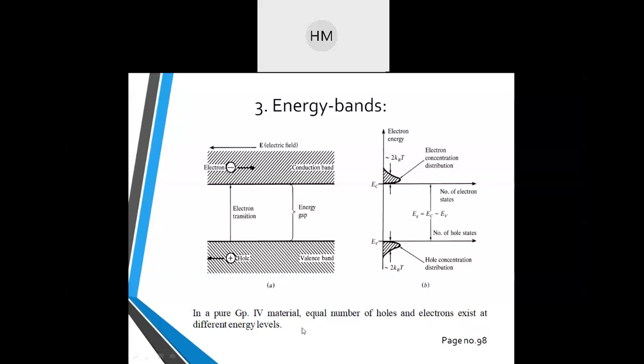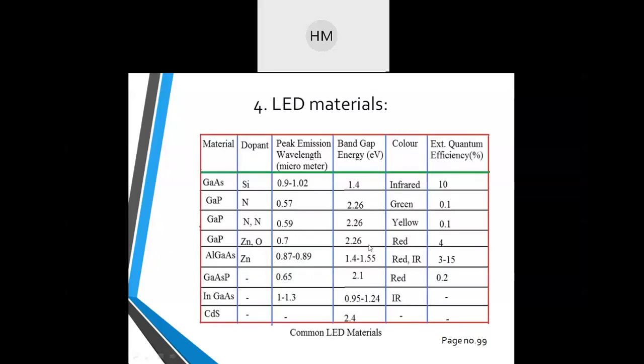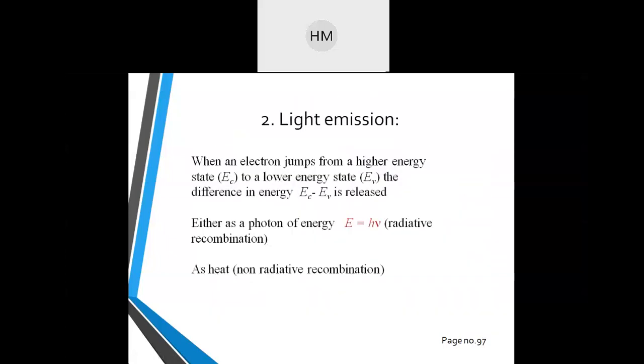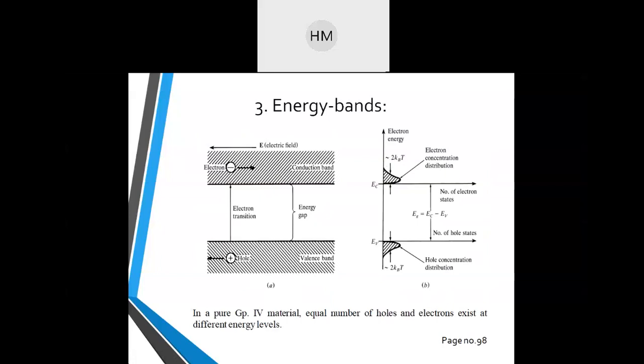Next is the energy band diagram, which you can draw in your copy. Lower energy state, higher energy state, electrons and holes are shown. Valence band, conduction band are shown in this diagram, and electron transition and energy band gap are shown. This is for a pure group 4 material, where we have an equal number of holes and electrons. This is the equilibrium condition, before giving any excitation.